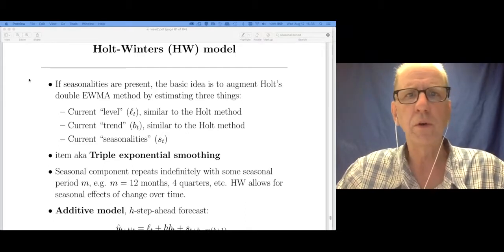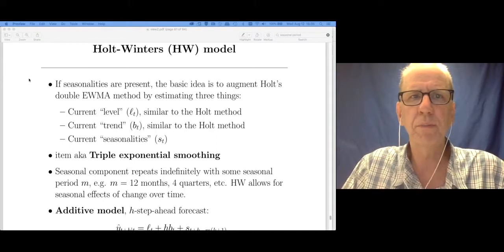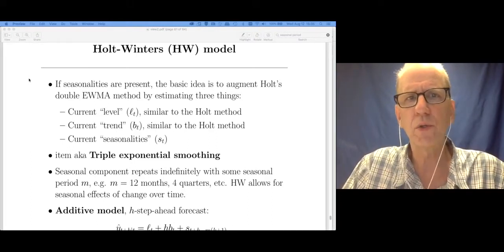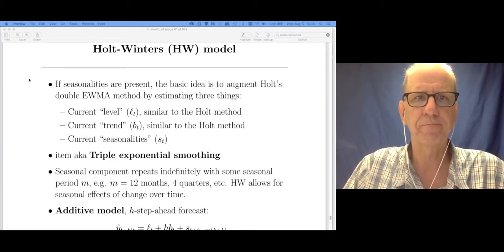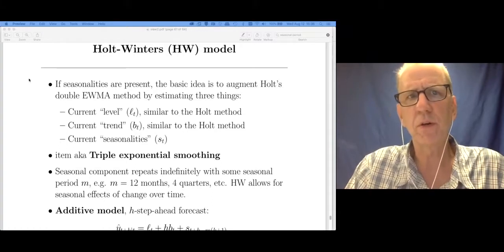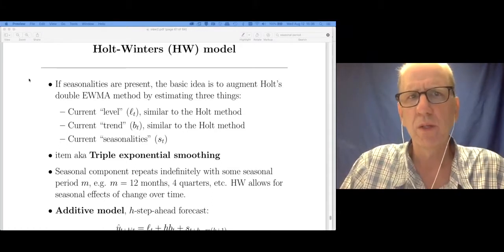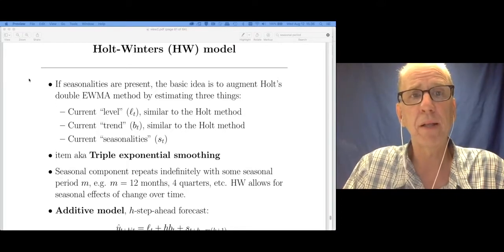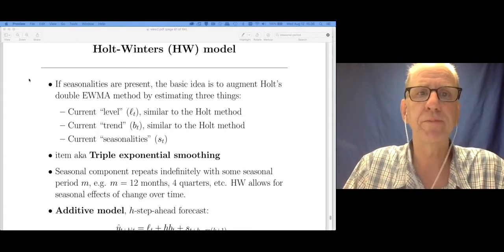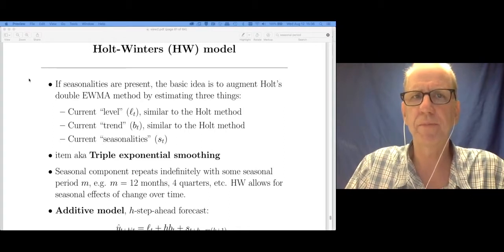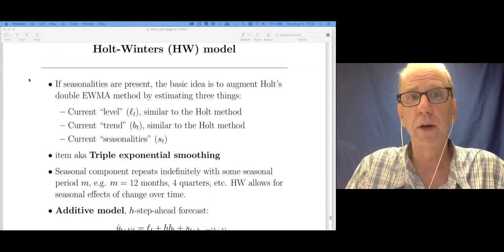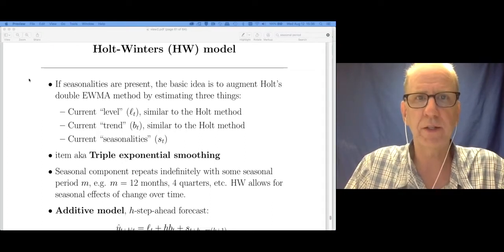The first video covered what's called simple exponential smoothing, and that method is used if you don't have a trend or seasonal effects. The previous video covered Holt's method. Holt's method builds on simple exponential smoothing by allowing trends, but not seasonal effects yet. Holt Winters extends Holt's method further by allowing seasonal effects.